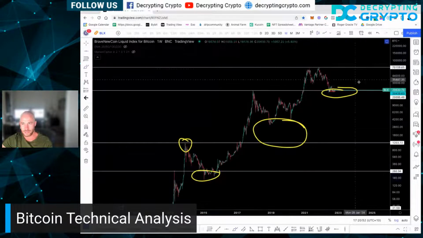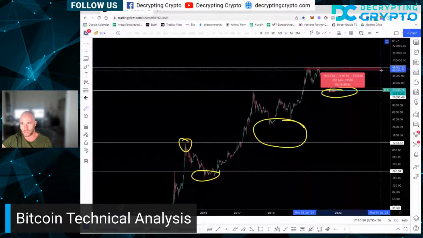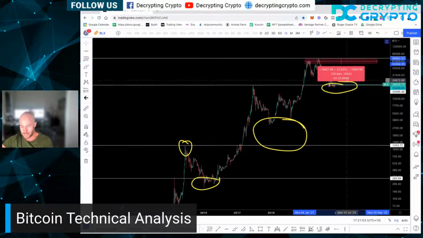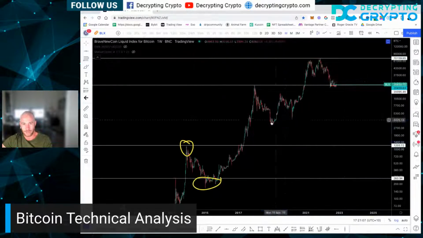Next bull run, probably won't see a price lower than what we have up here, which is crazy. We could go at least 50K. 50K would be an amazing floor. Imagine from 20,000 to 50,000 in the space of 4 years, the floor of Bitcoin.